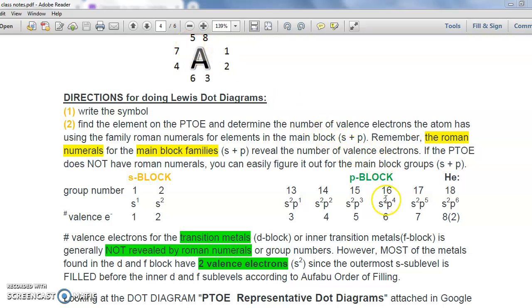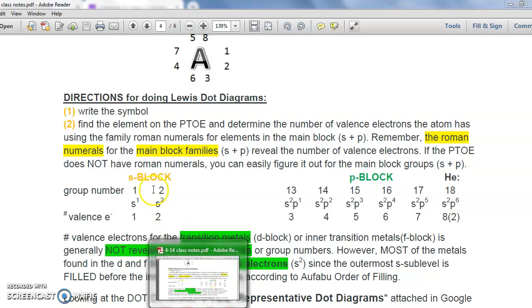Group 16 would have 2 in the S, 4 in the P. So they would have number 1, a dot there, a dot where there was a 2, a dot where there's a 3, a dot where there's a 4, a dot where there's a 5, and then a dot where there's a 6. Group 17? Well, you're starting to get the hang of this, I hope.